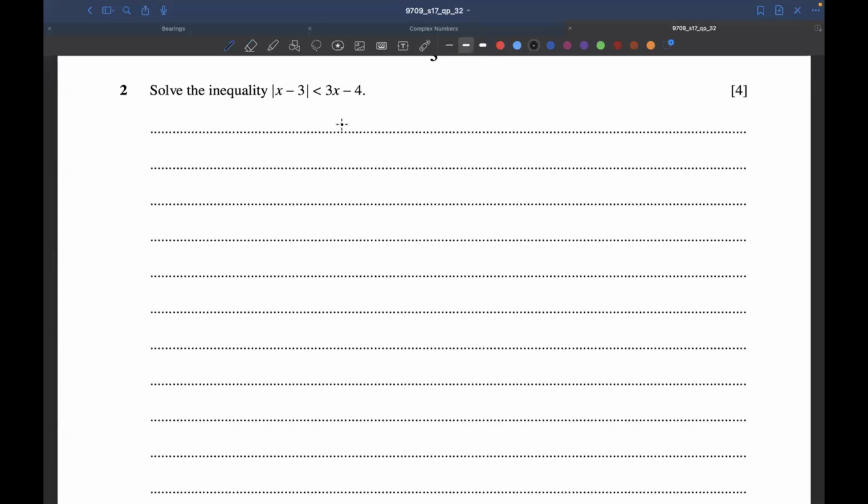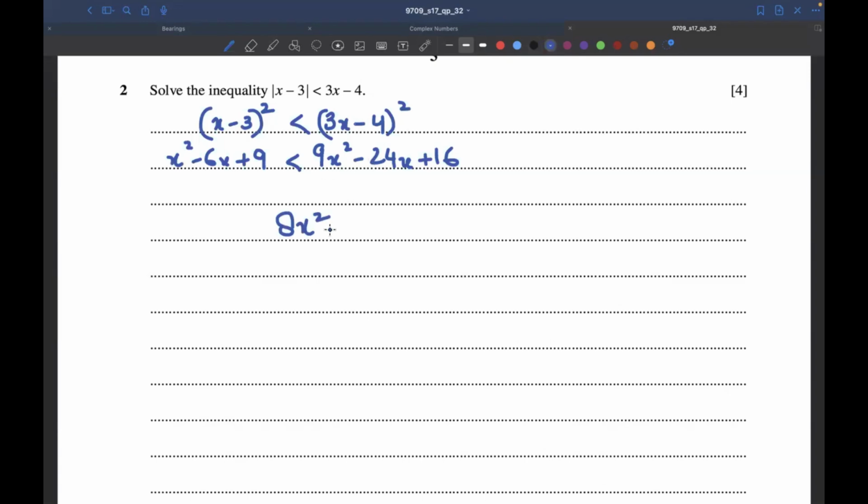In question 2, we have to solve the inequality modulus of x minus 3 is less than 3x minus 4. Now, as there's a modulus sign involved, we can first square both the sides. So we'll get (x minus 3) whole squared is less than (3x minus 4) whole squared. Expanding, we'll get x squared minus 6x plus 9 is less than 9x squared minus 24x plus 16. Now simplifying, we'll bring the left hand side to the right hand side. So this will become 8x squared minus 18x plus 7 is greater than 0.